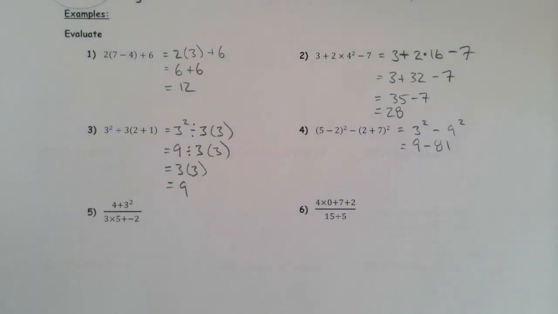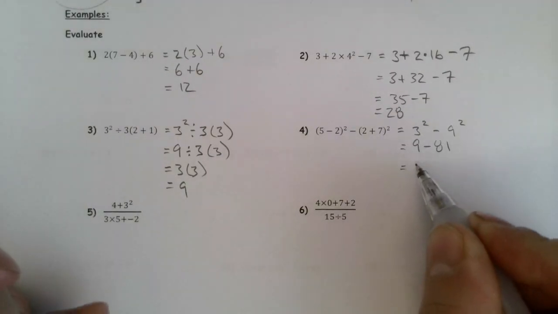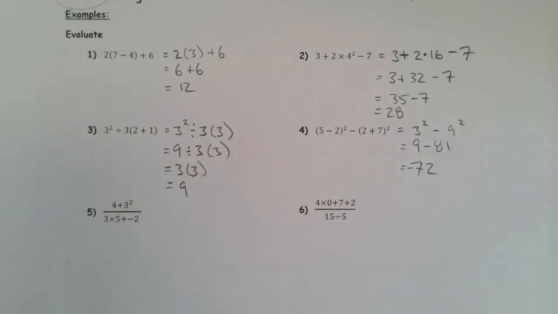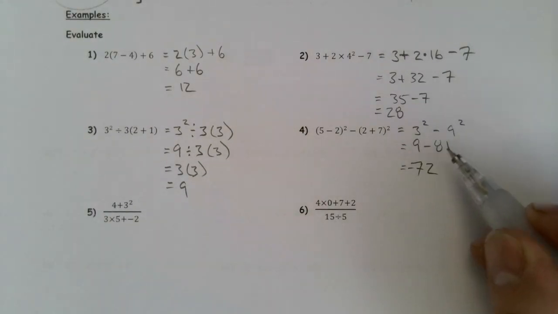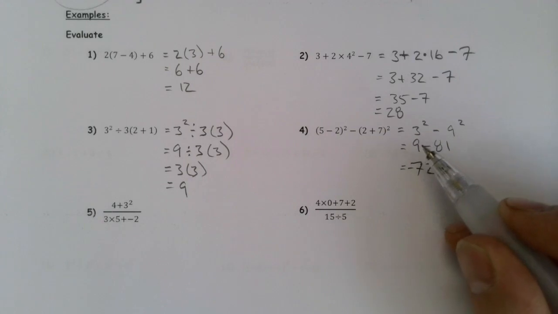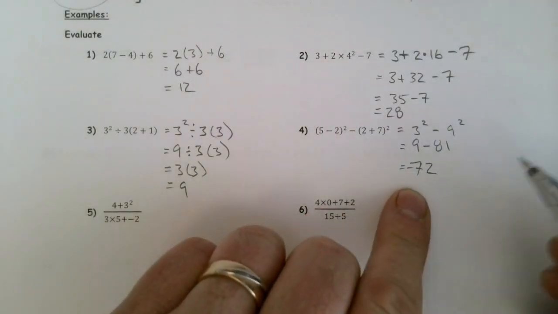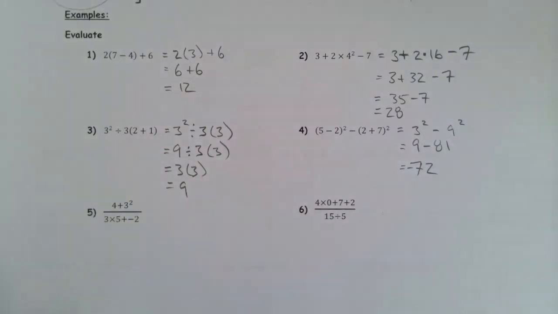Okay, and then we're going to do the subtraction here. So 9 minus 81 is going to be negative 72. Okay? I hope that makes sense there. 9 minus 81 is going to be negative 72. Notice that we're taking the larger number away from the smaller number, so I am expecting a negative answer. I'm expecting my answer here to be on the left side of the 0 on the number line.